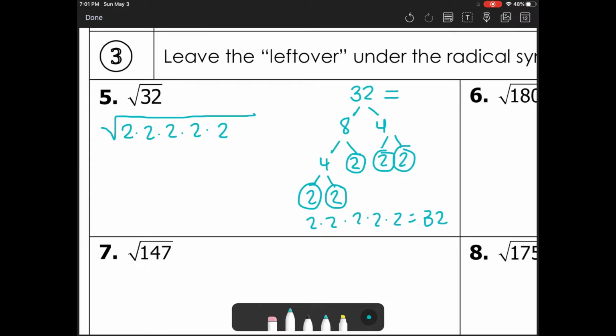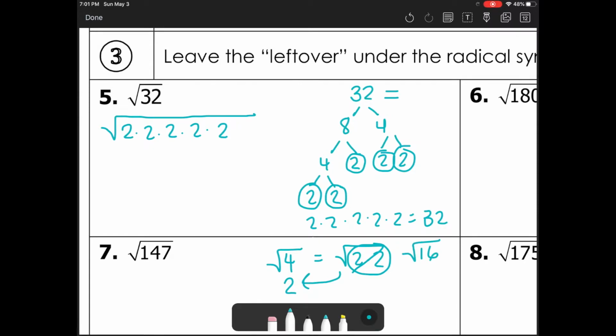Okay? Now, since we're talking about square roots, I can pull out pairs. Think for a second about the square root of 4. That's really the square root of 2 times 2, right? The square root of 4 is 2. I have two 2's. I could cross them out and turn them into one 2 outside the radical.